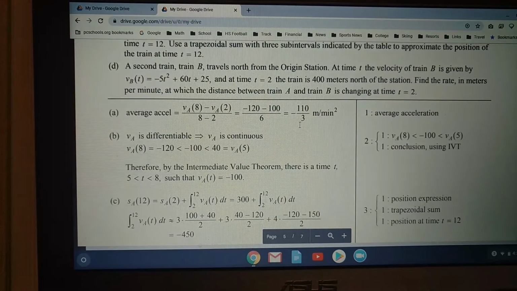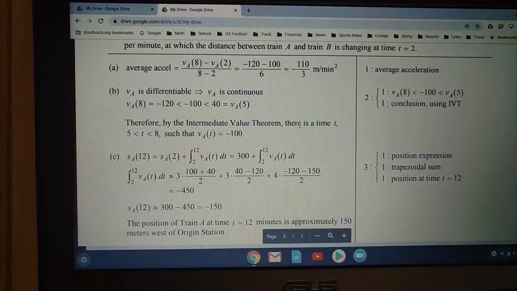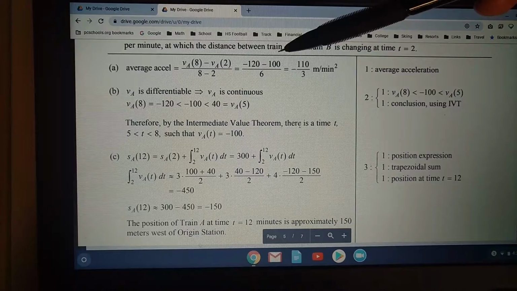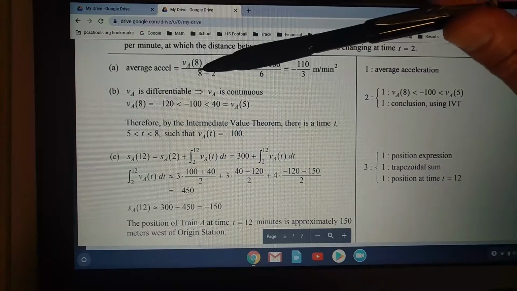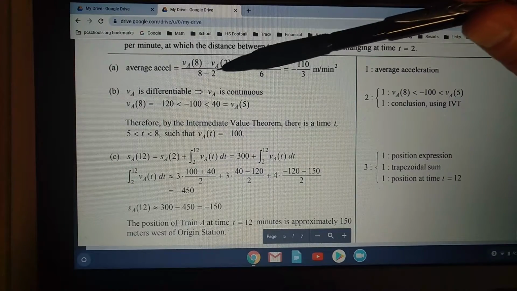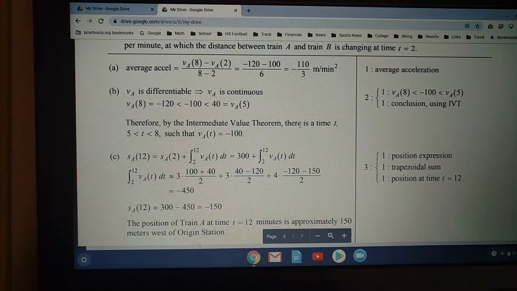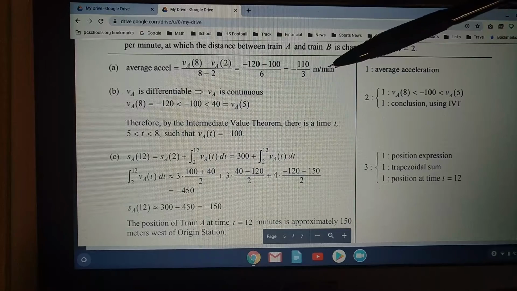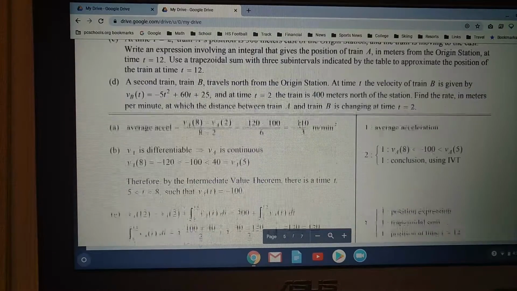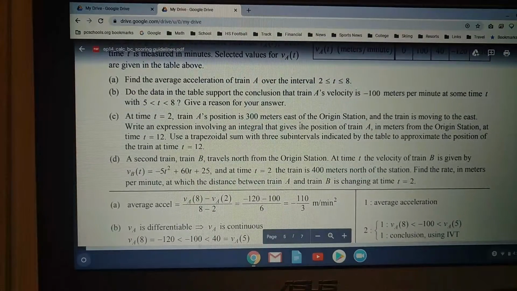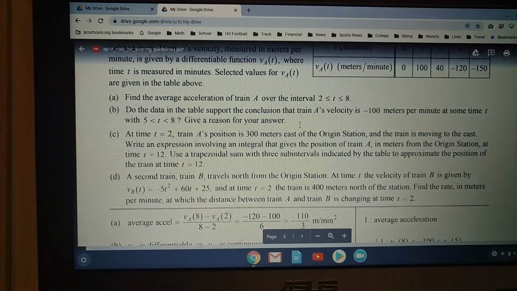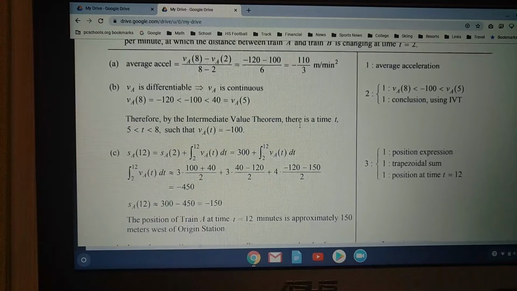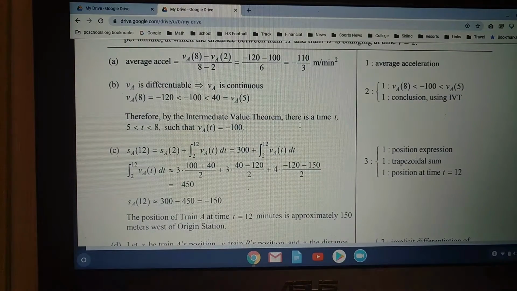So first, for part A, it's just 1 point, knowing its average acceleration, which is the average rate of change of the velocity. So we need to see our difference ratio. We need to see the ratio of the differences. We can leave it like this, or we can simplify. The units are not necessarily required to get the 1 point for part A.